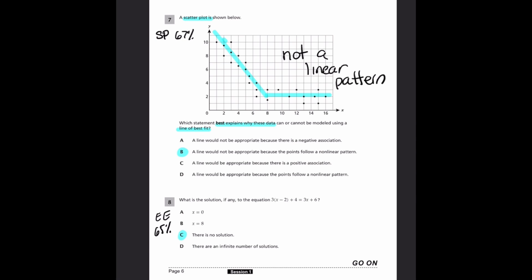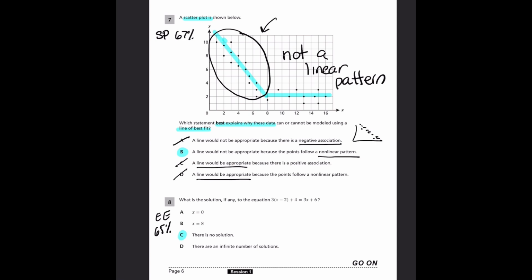So given that, I know that I can eliminate C and D because it says a line would be appropriate and a line would be appropriate. I can't create a line that will go through all these points, just a straight line. It would be bent. So I'm stuck between A and B. So A says a line would not be appropriate because there is a negative association. You can have a negative association and still have a line. So that is not true. It just means that many of the points are going to just be down. So that would have been fine. Here I actually have a negative association. So B is the correct answer because it is a non-linear pattern.